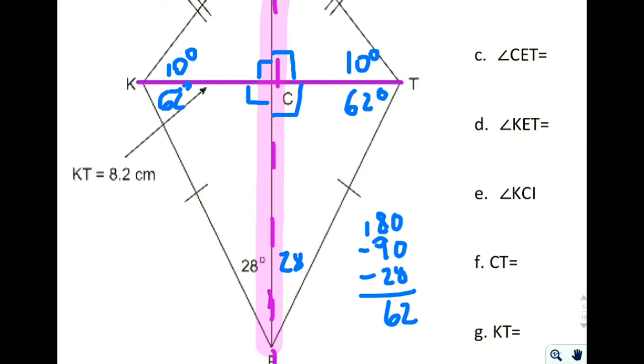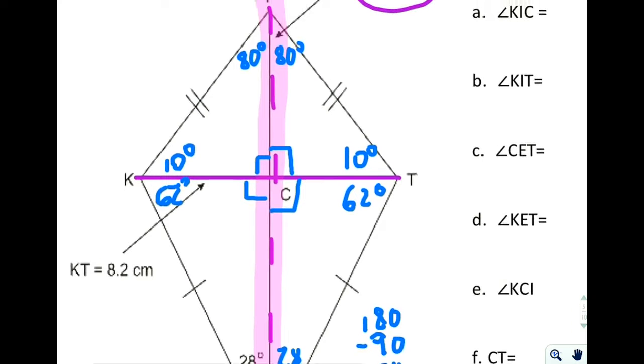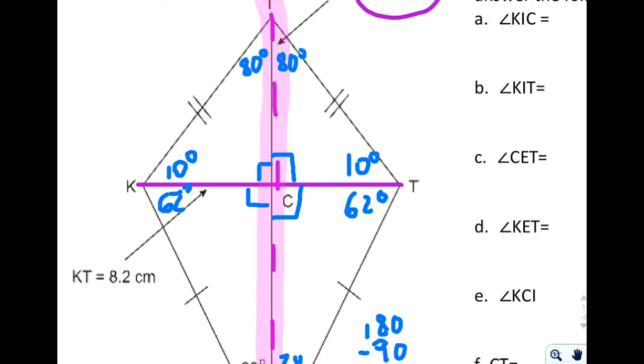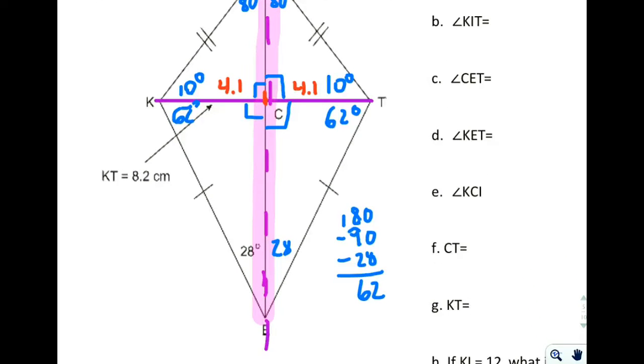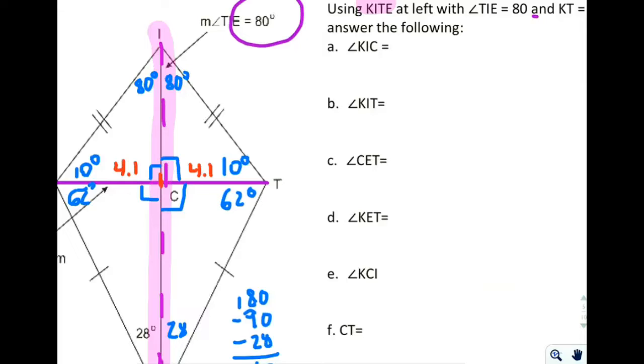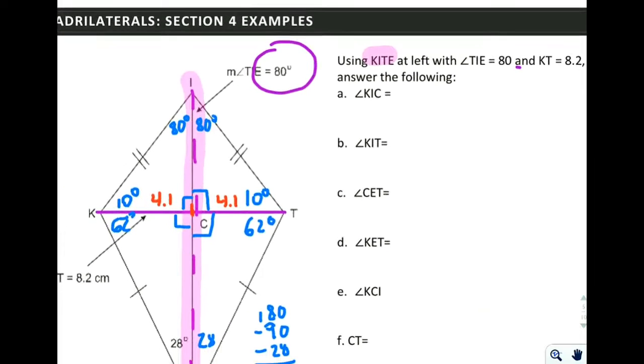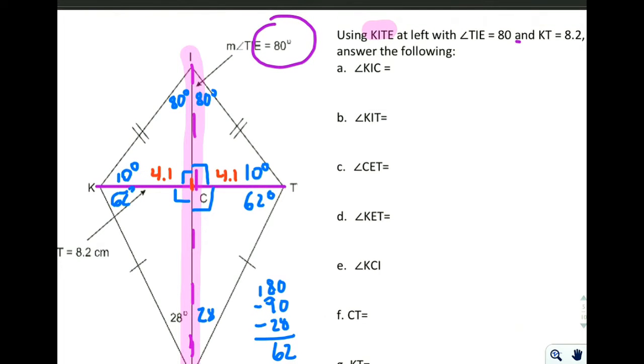And now let's move on to some lengths. Let's see what we're given for lengths. We're told that this whole thing is 8.2. So that means, I'm going to switch colors here for lengths, that half of that, each side of this, is going to be 4.1. 4.1 and 4.1. Let's see what other lengths we have. It appears that we do not have any other lengths at the moment, so we'll just have to work with what we've got.